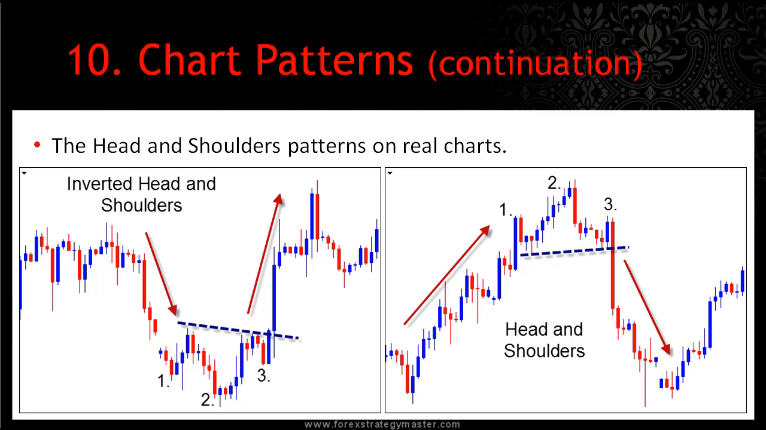On the chart on the right-hand side, we have a standard head and shoulders formation. Price makes a higher high from 1 and 2, 1 being the left shoulder, 2 being the head, and then 3 being the right shoulder, fails to make a higher high. This becomes a lower high. This is the beginnings of the change in trend direction.